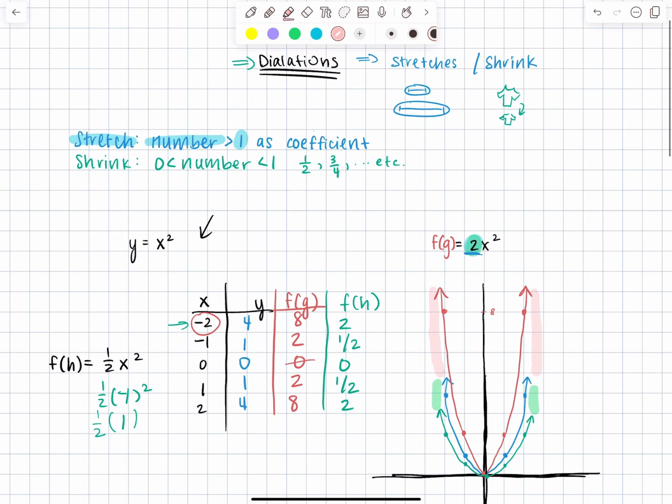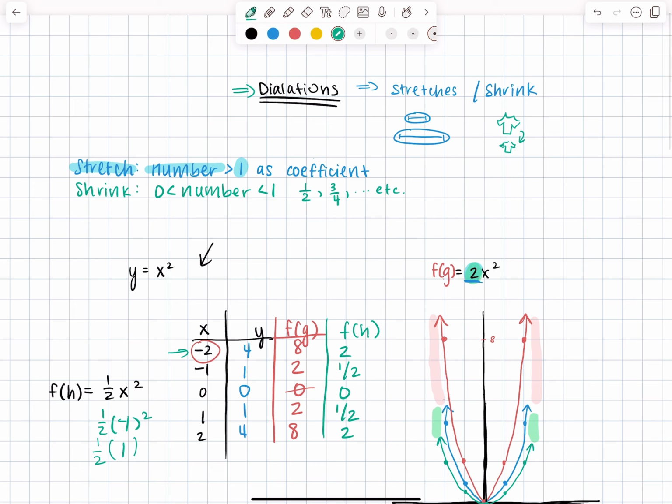So just remember with dilations, if you have a coefficient that is greater than 1, you have a stretch. But if you have a coefficient or number that is greater than 0 and less than 1, then you have a shrink.